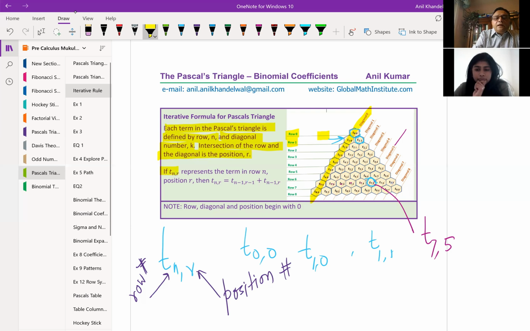If TNR represents the term in row n, position R, then TNR is T(n-1)(R-1) plus T(n-1)R. That means previous: n is the nth row, n minus 1 is the row before it. Similarly, R is that particular diagonal or position, and R minus 1 will be its position above and left, and exactly above will be R. So we have two terms here. For example, if I have T7,5, then the numbers previous to this will be T6,5 and T6,4. Those will add to give you T7,5. Is that point clear to you? We call this an iterative formula to generate all the values within Pascal's triangle, because it can be repeated over and over.